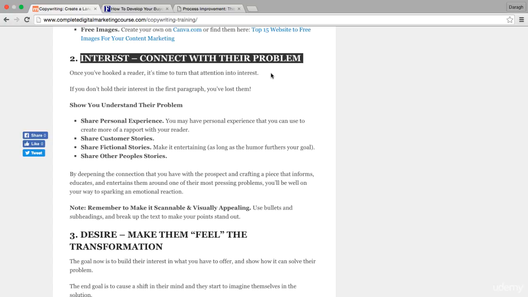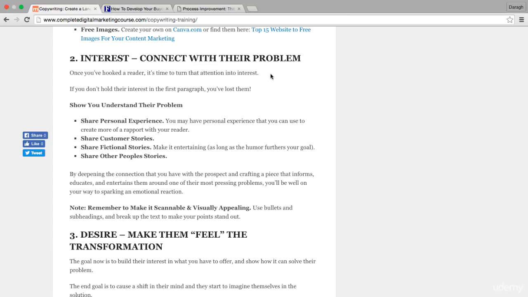And then in order to get their desire, you've got to make them really feel the transformation that your solution is going to offer. So another way that people structure presentations is problem, solution. And I think that really fits in nicely here. You show the problem to get their interest, and then you can really get their desire by making them feel the transformation that your solution gives. So that's the way I think about it. That's my little spin on it. And I hope that helps you understand it a bit better.